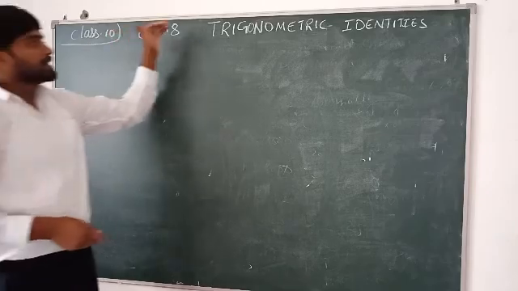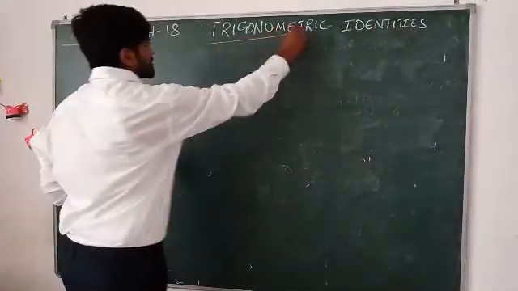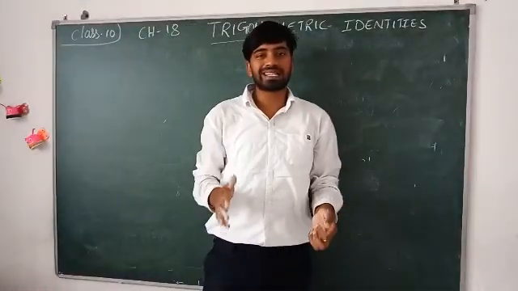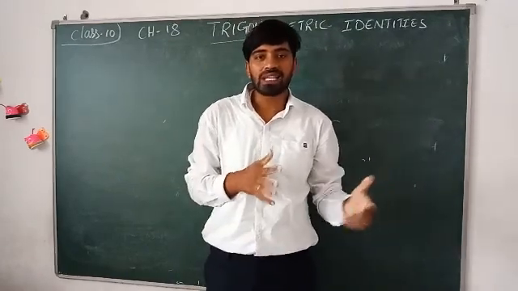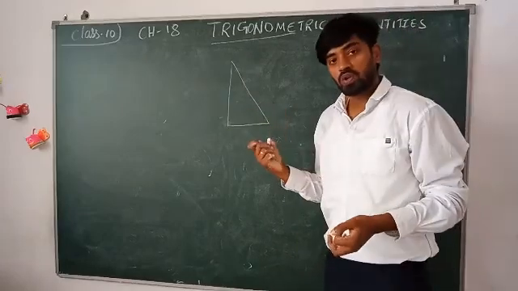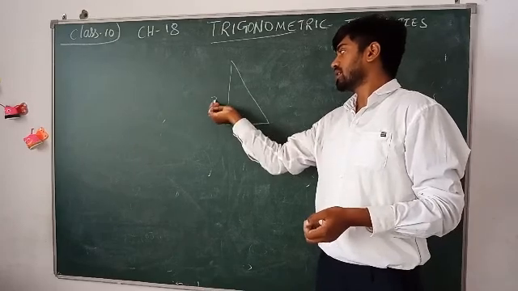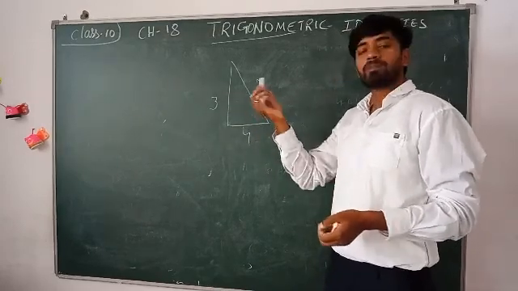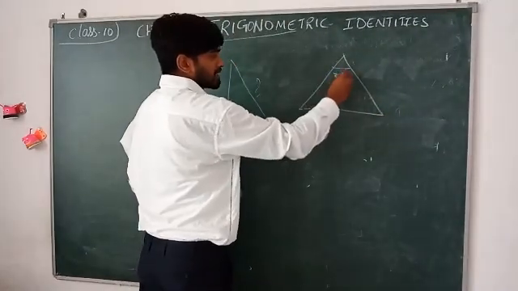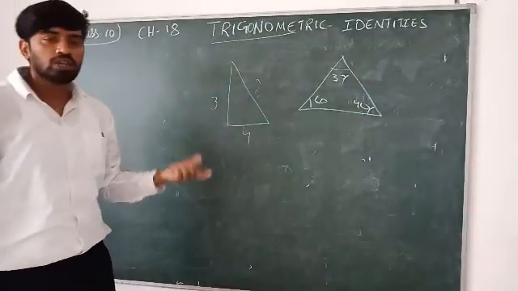Chapter 18, trigonometric identities. What is trigonometry? We'll focus on what is trigonometry first. Till class 9, you have been studying how to find sides separately, using the Pythagoras theorem. For example, this is 5, let's say this is 3, this is 4, how to find this using the Pythagoras theorem. You also know how to find the angles. This is 3x, this is 60, this is 40, how to find this, right? The sum equals 180 degrees.